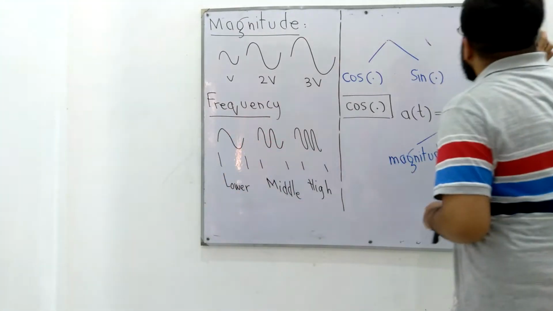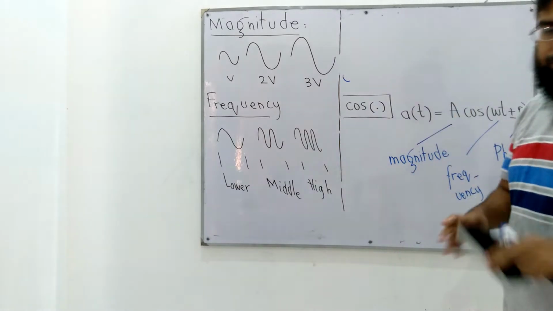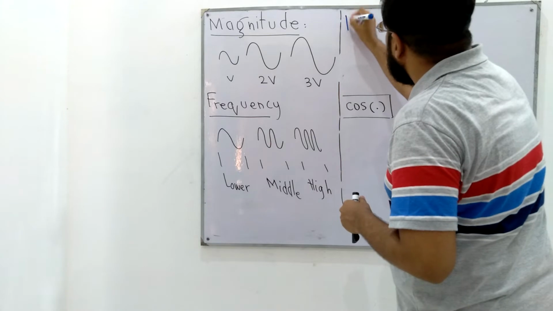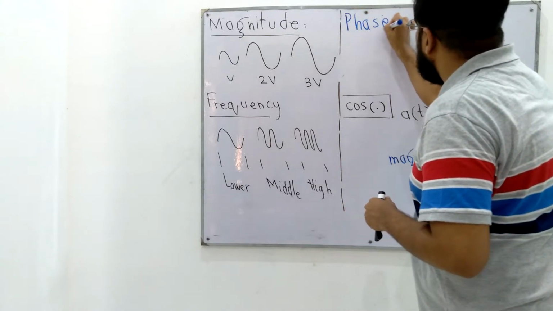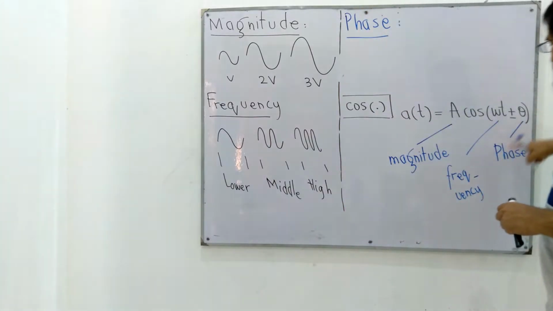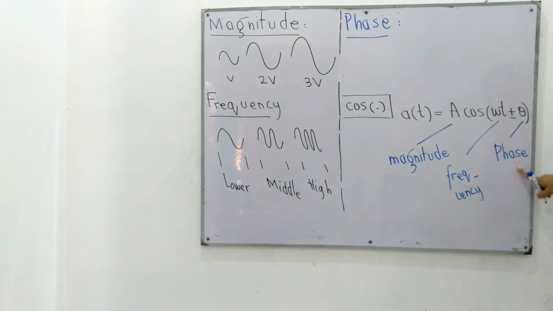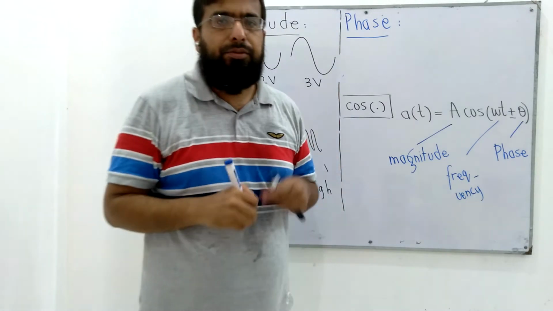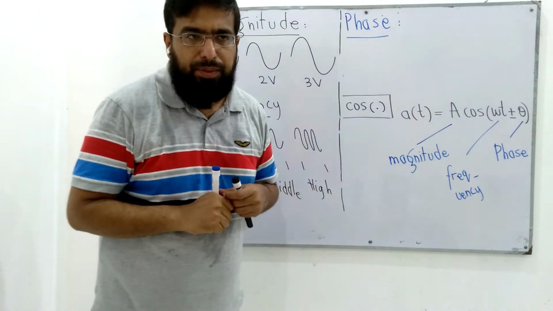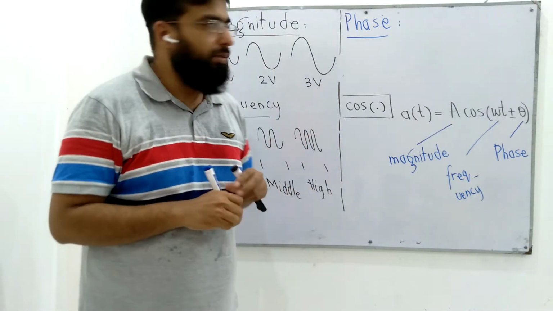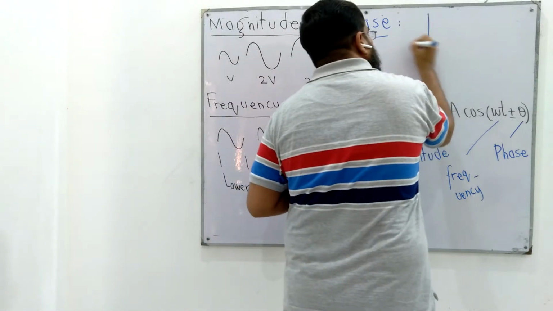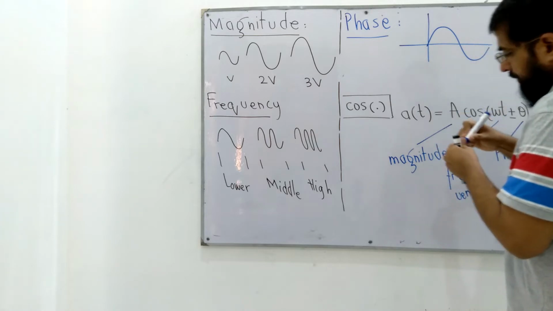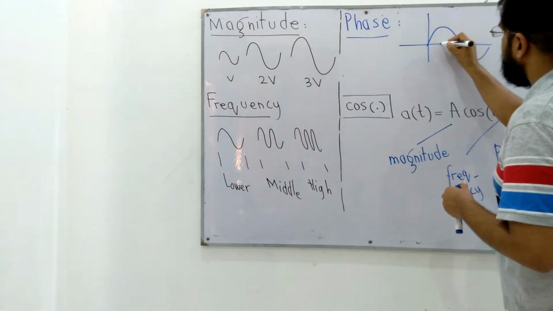Phase. The term theta refers to phase. Phase can be thought of as the time lag or time lead between two waves. So phase can be described as the difference of time between two or more waves.